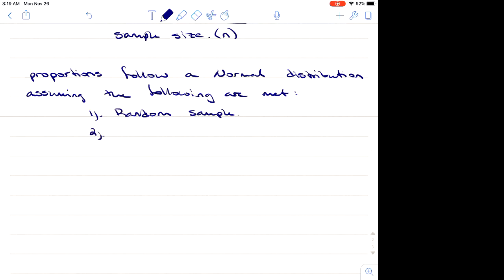Fair enough. Here's kind of a weird one. We have to have a large enough sample size, but not too large. So it can't be larger than 10% of the population. And that's just kind of something to remember. It doesn't really make sense. We're kind of taught that, okay, the larger the sample the better, the larger the sample the better.